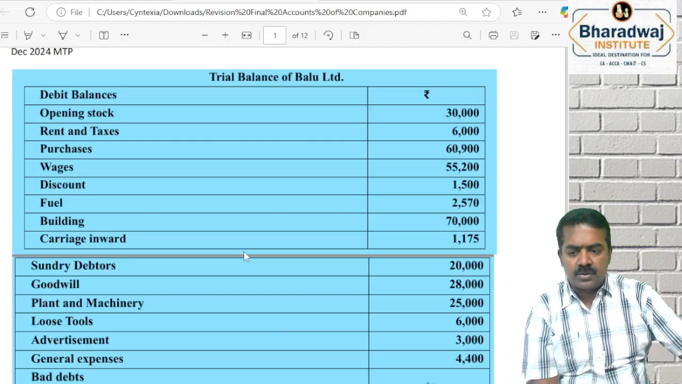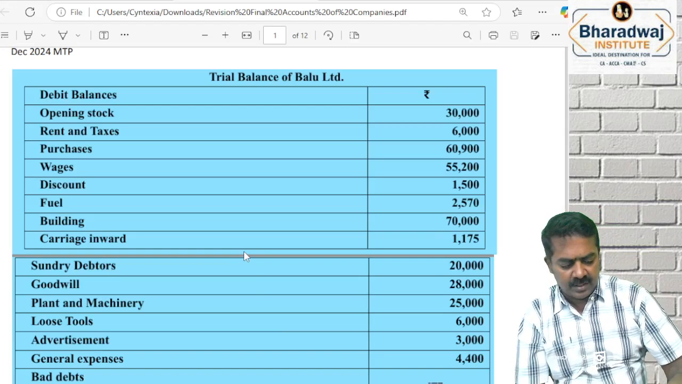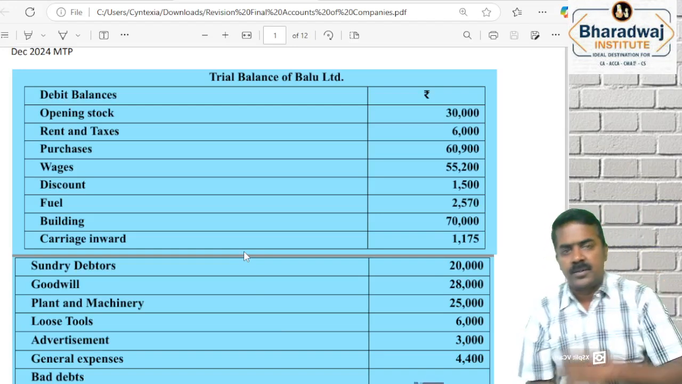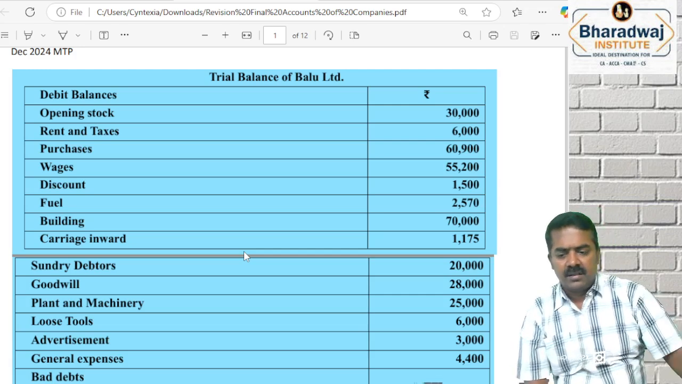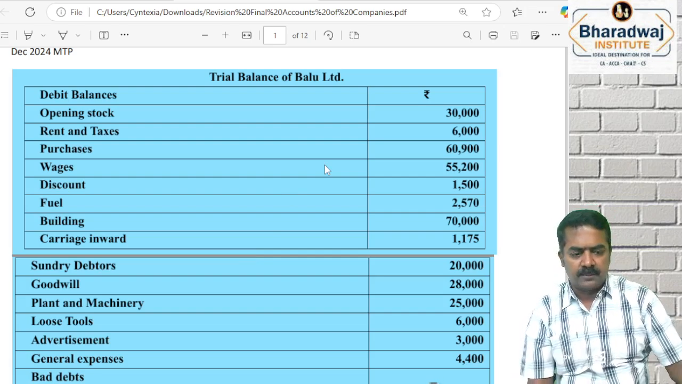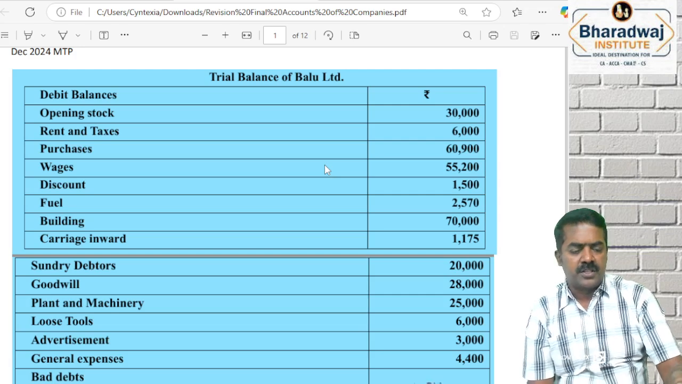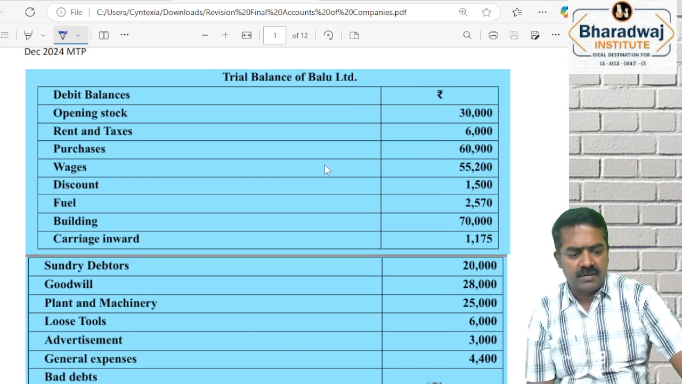Please go through this question. December 2024 model test paper question. We'll start. The full question display is not coming, so I request you to go through the material and identify where these things will come. Opening stock to closing stock, we have to see the change in inventory.